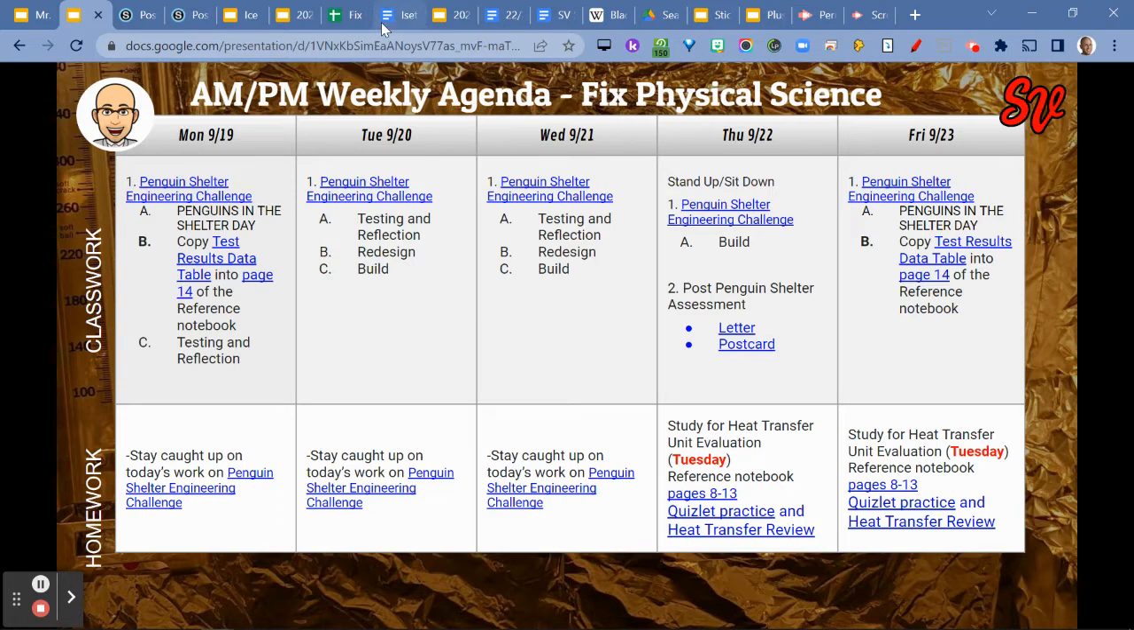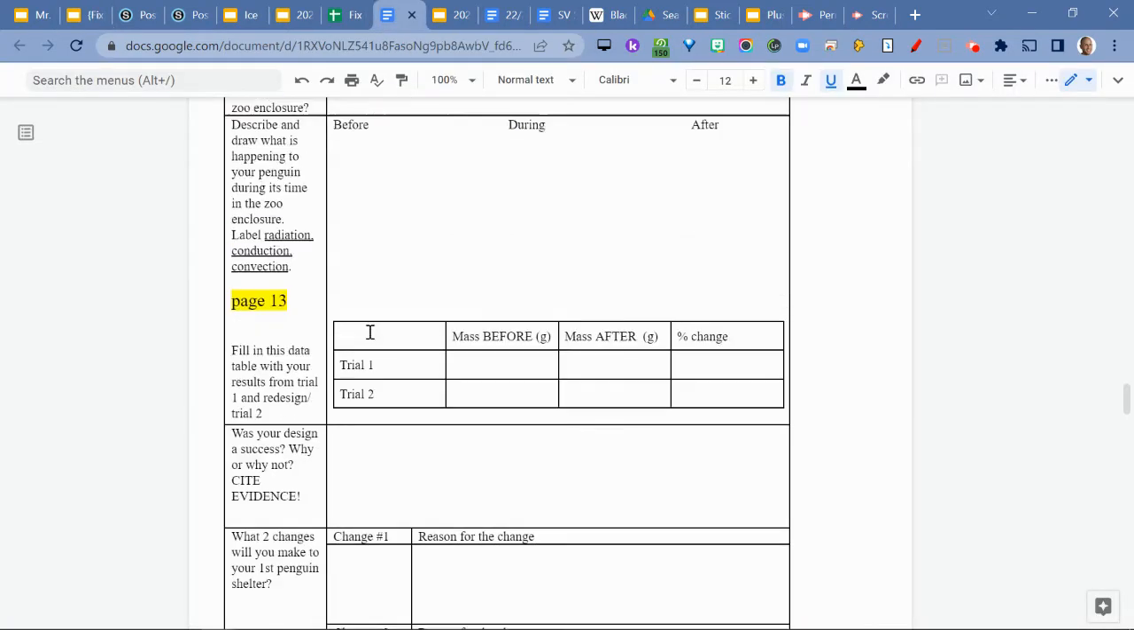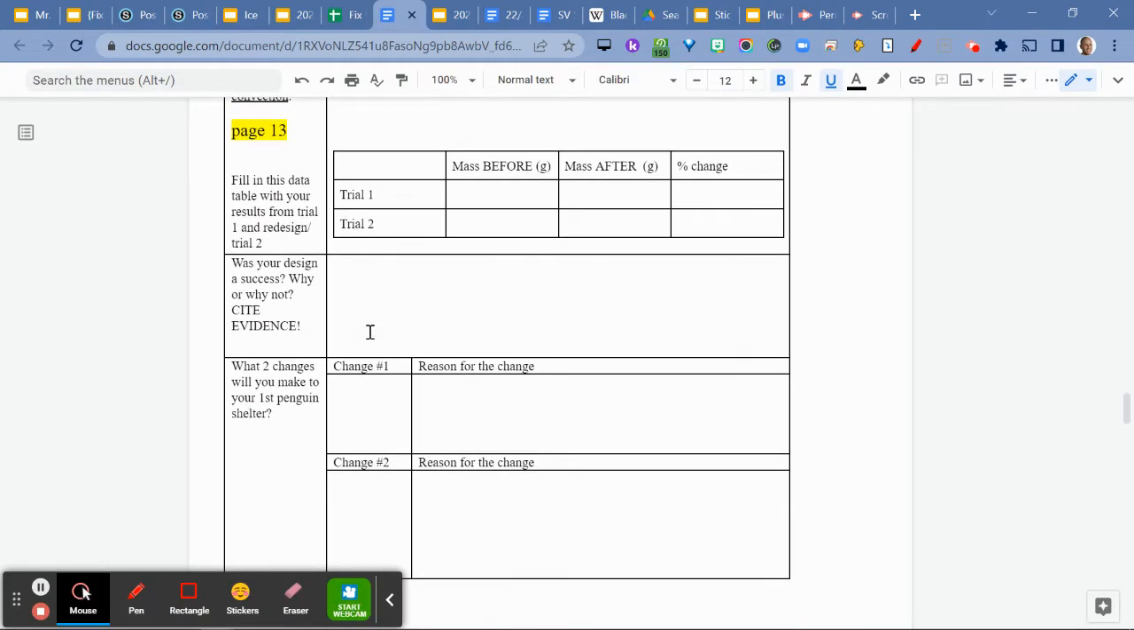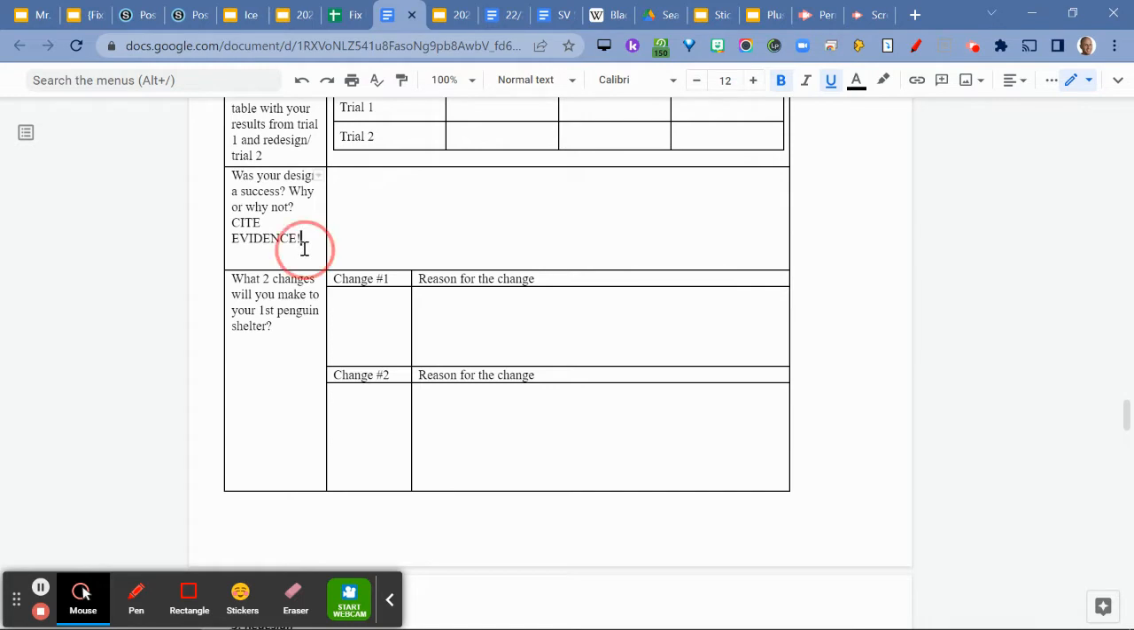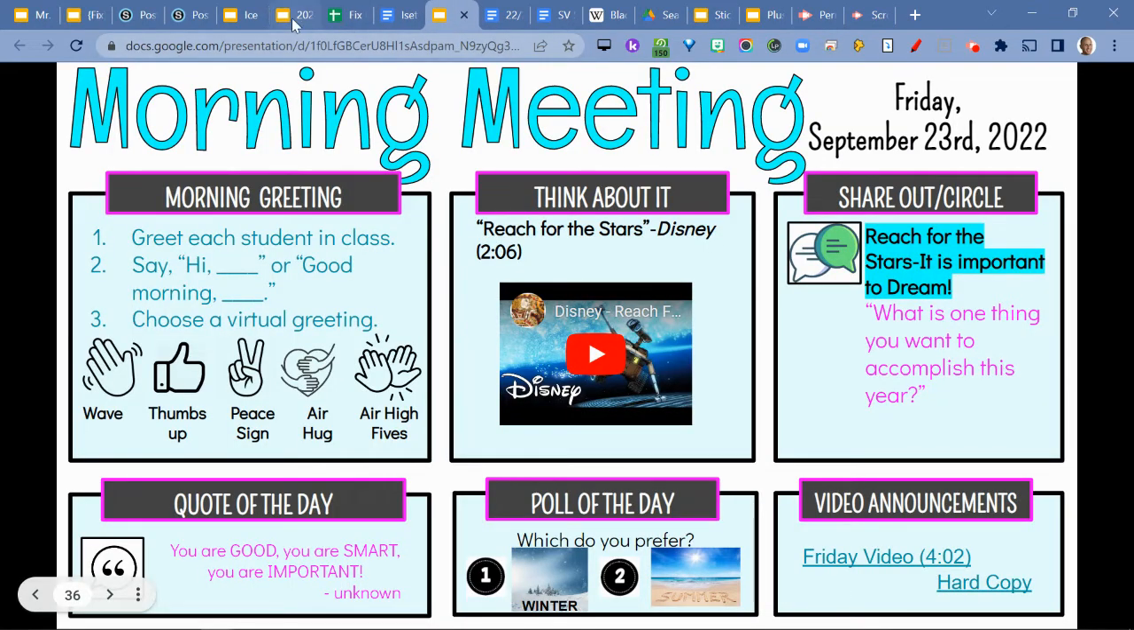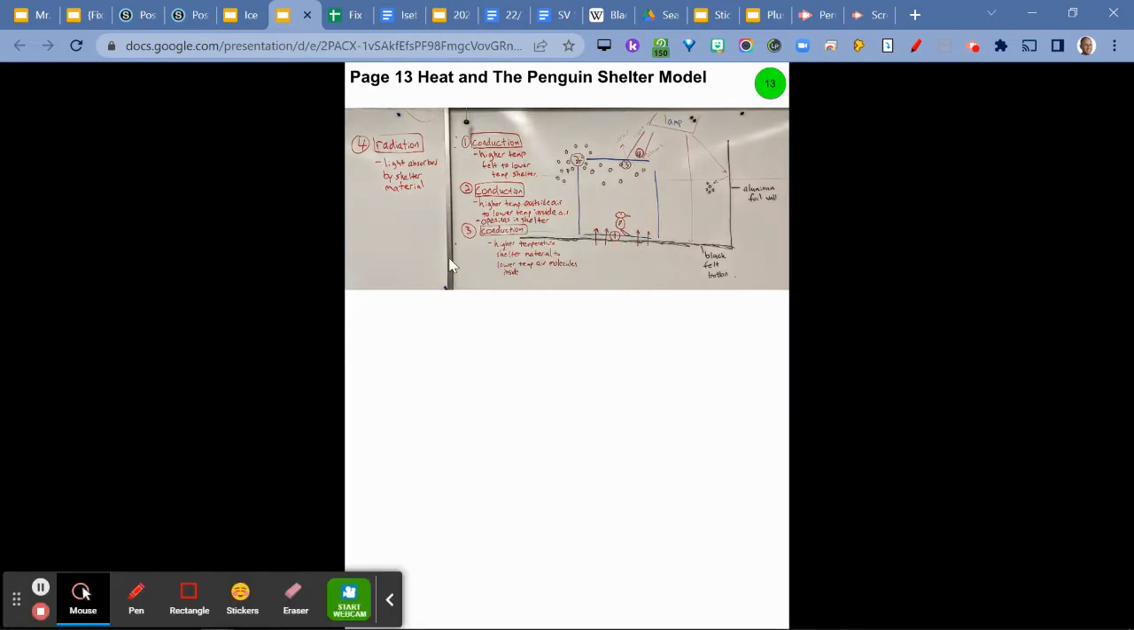Then on Tuesday, they went over if their design was a success, why or why not, and then what two changes they will make to the first penguin shelter. And it had to be based on the types of heat transfer, the three different types of conduction and the type of radiation that happens to the penguins. So which one was affected most by their shelter design?